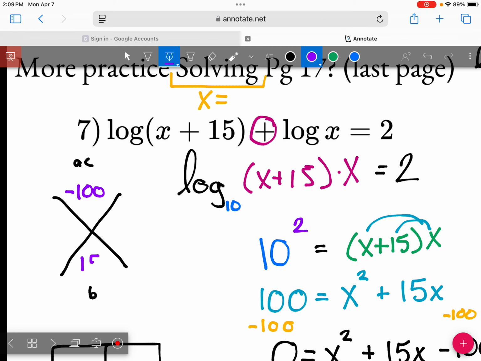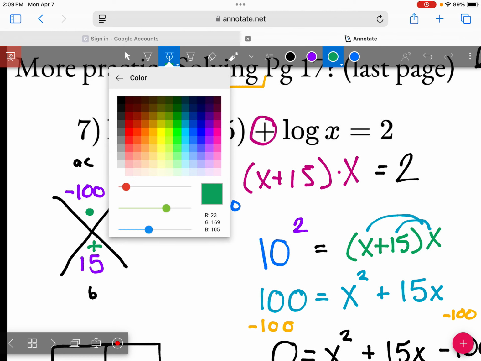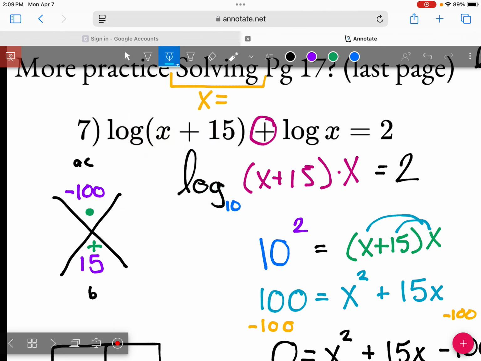That's our 15. What that tells me is we're looking for a pair of numbers that multiplies to make negative 100 and adds to make 15. What numbers multiply to make negative 100 and add to make 15?